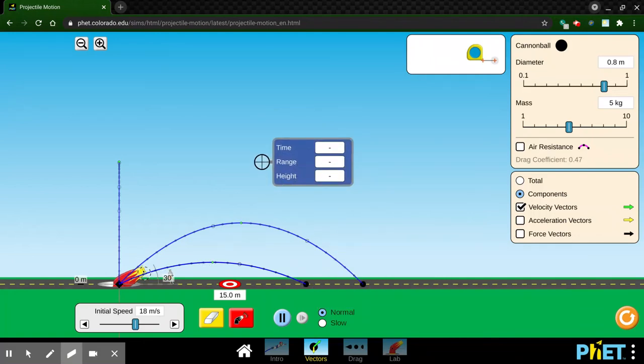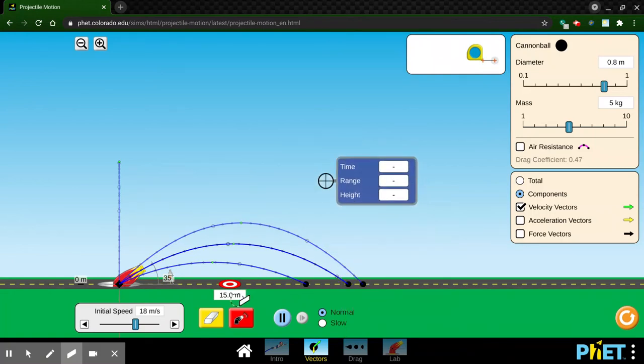What happens if I try a little bit higher than that, but lower than 45? Will it go as far? No. What if I try a launch angle that is greater than 45? The projectile goes further up, but it doesn't land as far away. What if I go at an even steeper angle?